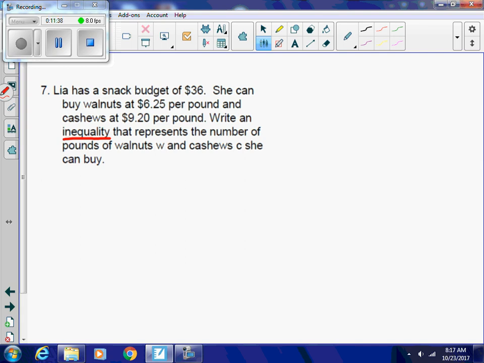So how much can she spend altogether? Well, the most she can spend is $36. So that's going to be what we have to come out to equal or be less than. So we want this to be less than or equal to 36.